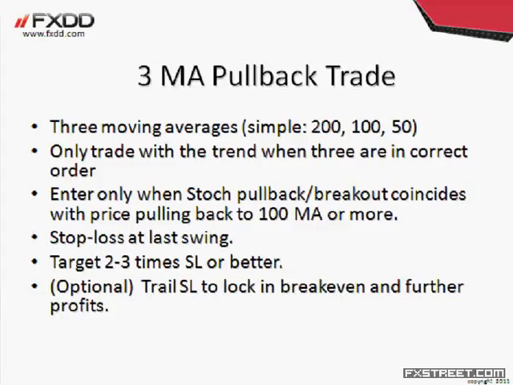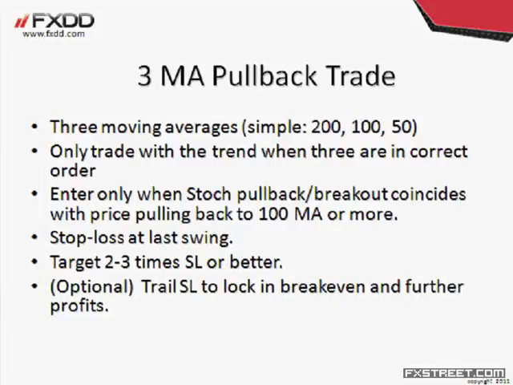Now, once we have a correct order of moving averages, we enter only when the stochastics pullback coincides with the price pulling back to the 100 moving average or more. Now, when it pulls back to the 100 moving average or more, what does that represent to me? That represents a deep pullback. If it pulls back just to the 50-period moving average, that for me is a shallow pullback, and I'm not playing that in this particular strategy. So if it pulls back to the 100 moving average, that to me is a deep pullback.